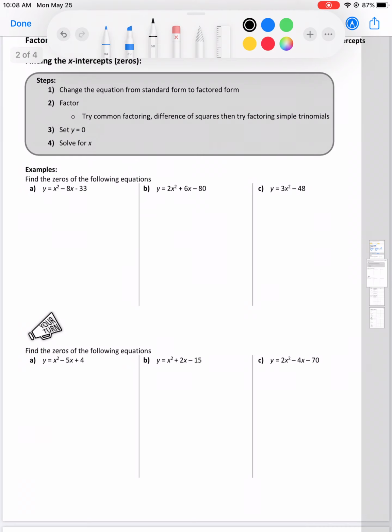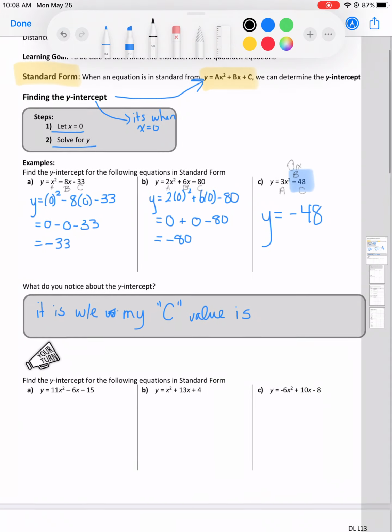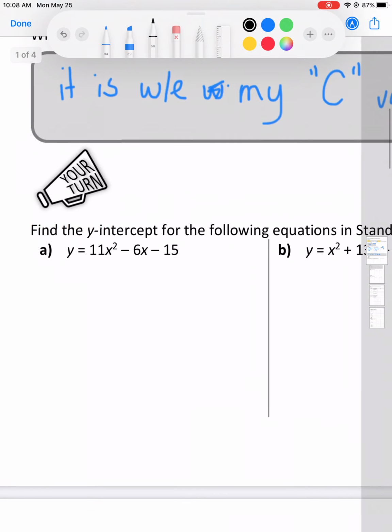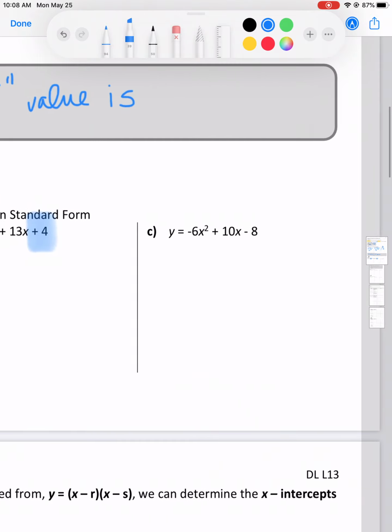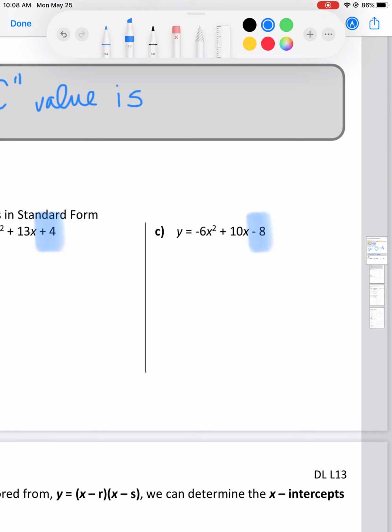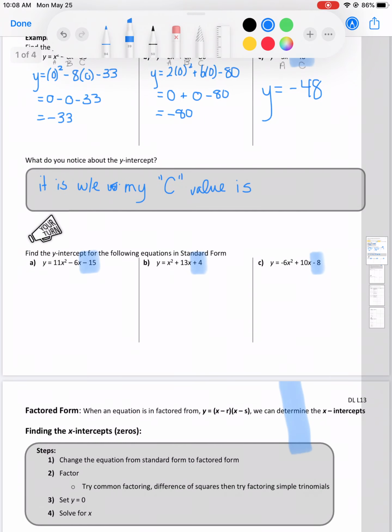Okay. So, find the y-intercept for the following equations in standard form. I'm just going to go through these quickly. Hopefully you've realized it's minus 15, it's positive 4, and it is minus 8. If you're unsure, graph it. Okay? Pull out some Desmos, graph it. Okay, factored form.